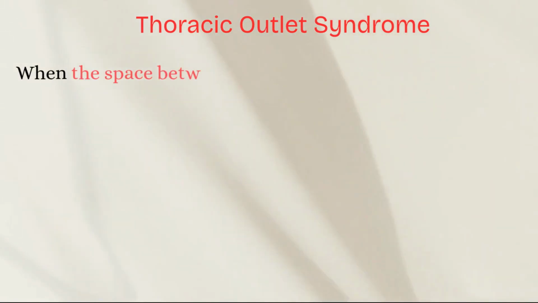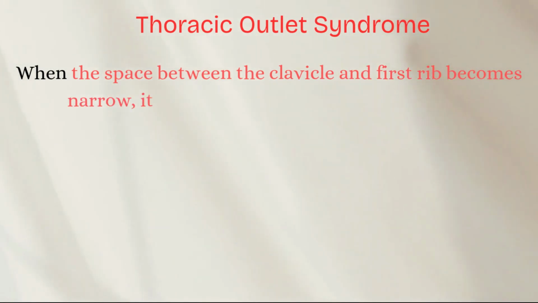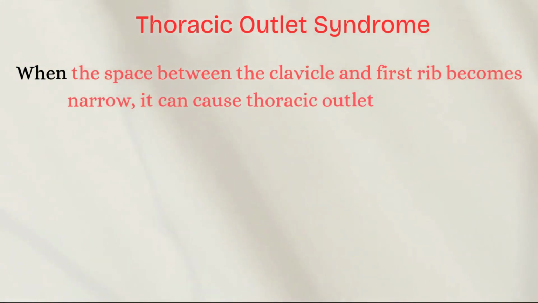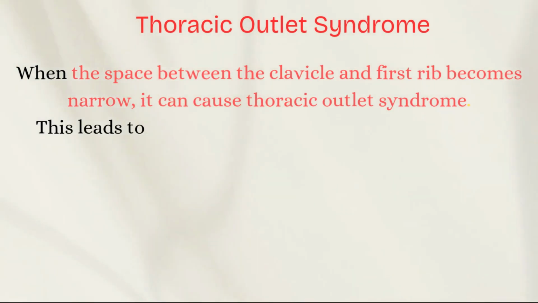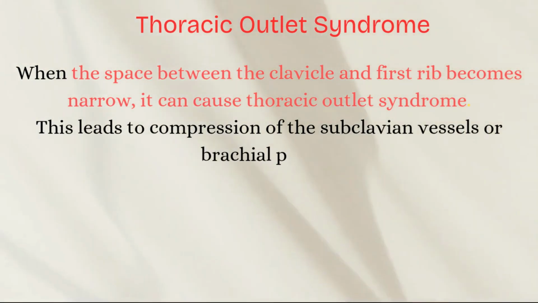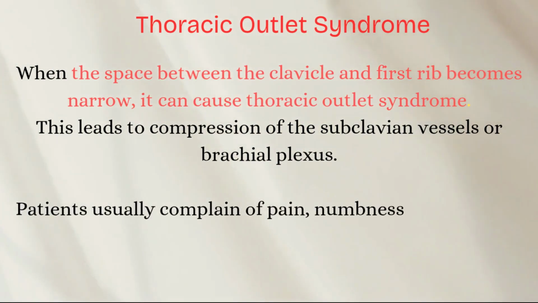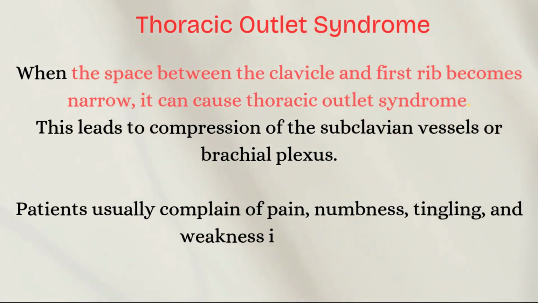Thoracic outlet syndrome. When the space between the clavicle and first rib becomes narrow, it can cause thoracic outlet syndrome. This leads to compression of the subclavian vessels or brachial plexus. Patients usually complain of pain, numbness, tingling, and weakness in the arm.